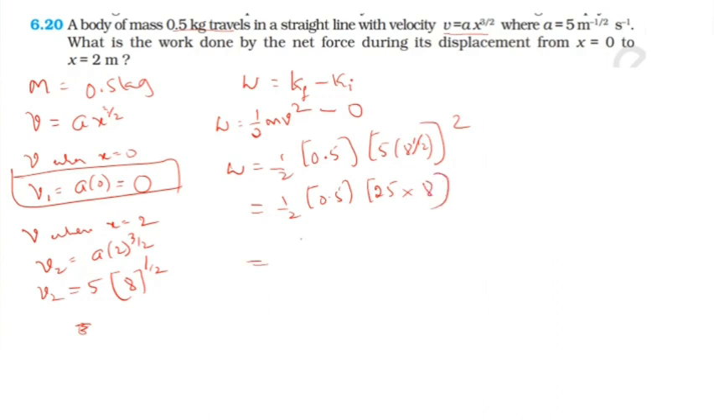Next you can write 0.5 into 25 into 8, so this will be 0.5 into 25 into 4 as it is. 25 into 4 is 100. So 100 into 0.5 is 50 joule. This is the amount of work done in this case.